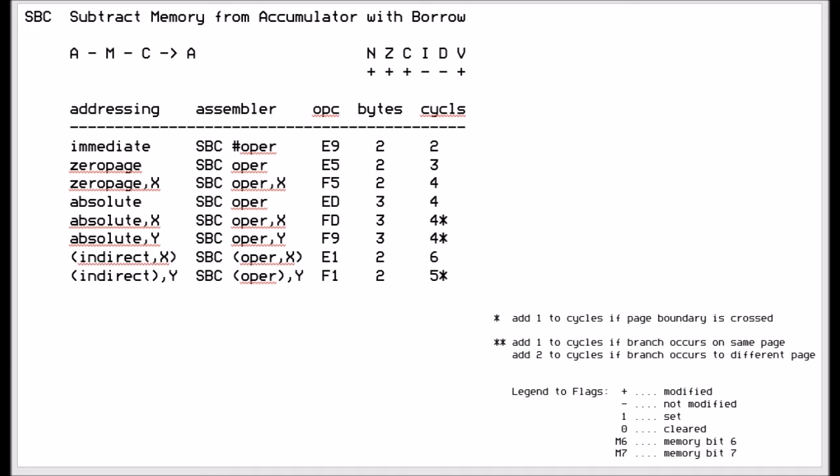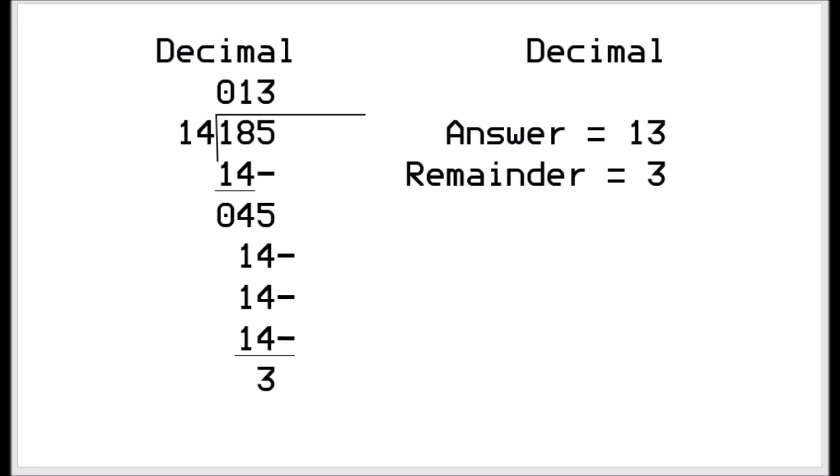So a typical division, or long division, in decimal is something like this. You have 185 as your number, and you want to divide it by 14. The way you do long division, you say, does 14 go in? Is 1 divisible by 14? The answer is no. So you put a 0, and then you move down another digit, and then you say, is 18 divisible by 14? And the answer is yes, it's divisible by 1 with 4 left over.